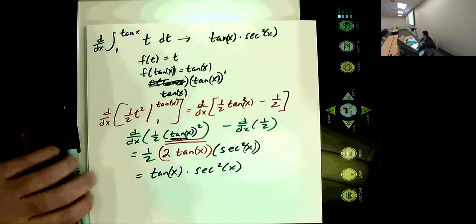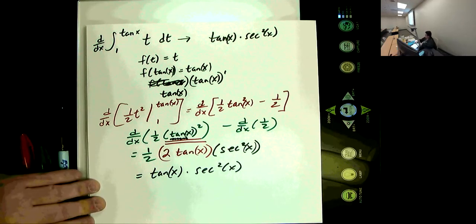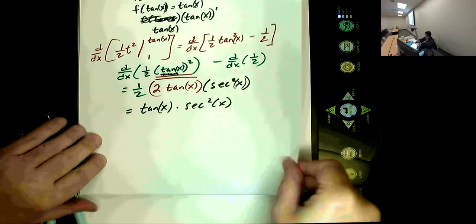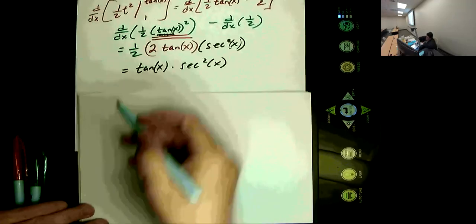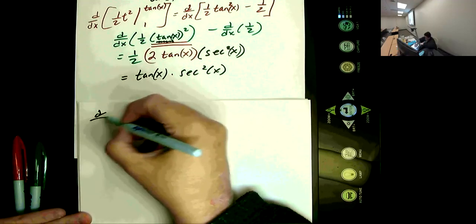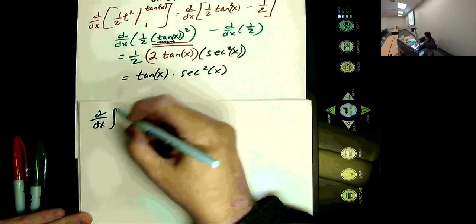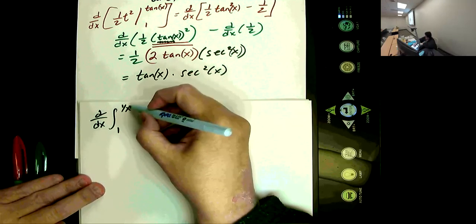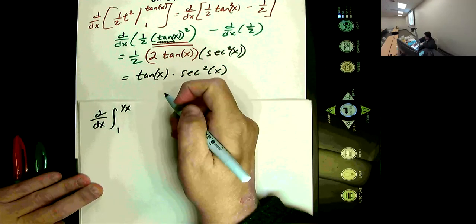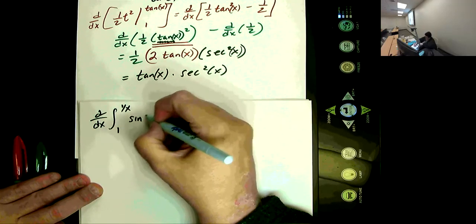You guys want to try one? I recommend working this next one out both ways. Do this shortcut and then work it out by hand. d/dx of the integral of, let's do 1 to 1 over x, sine of t dt.